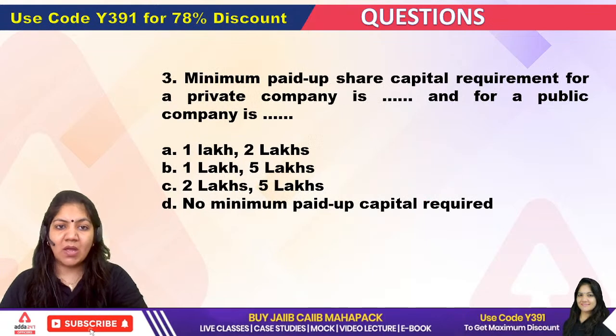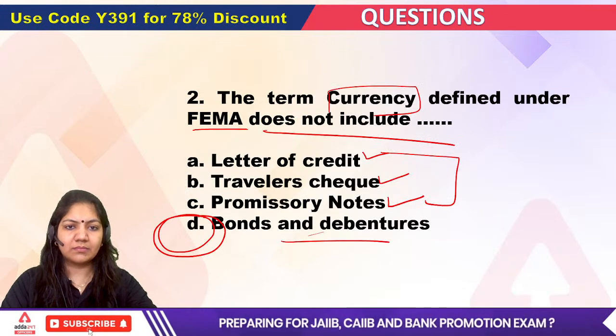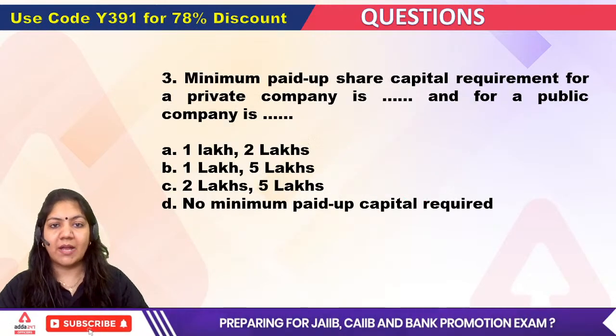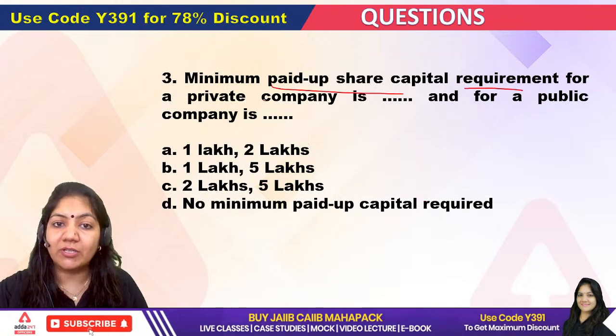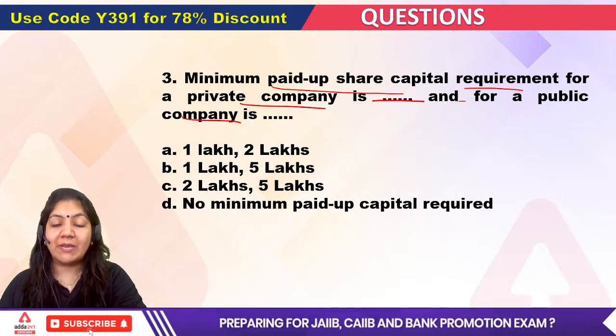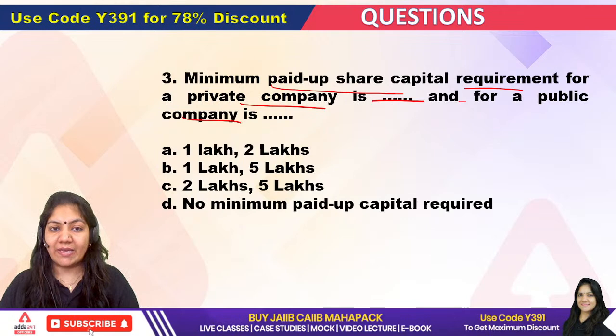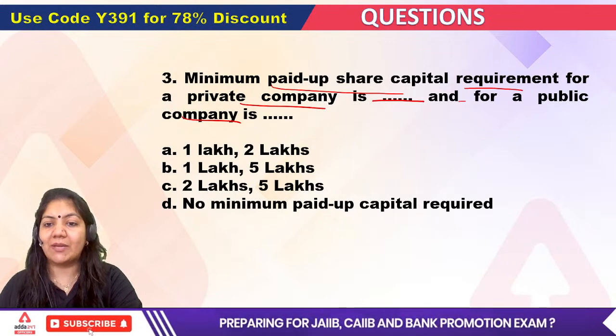Okay, next. What is the minimum paid up share capital requirement for the private company and for the public company? The first one is 1 lakh, 2 lakh. Second is 1 lakh, 5 lakh. C is 2 lakh, 5 lakh. And D is no minimum paid up capital required.